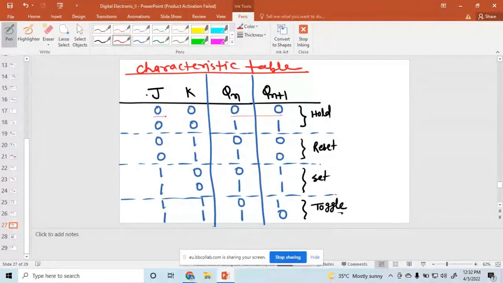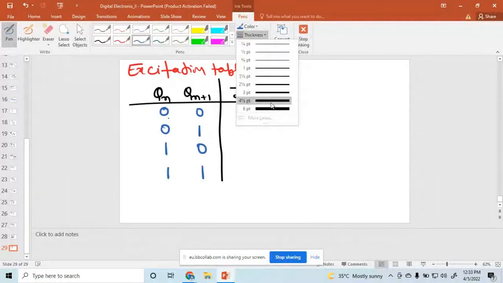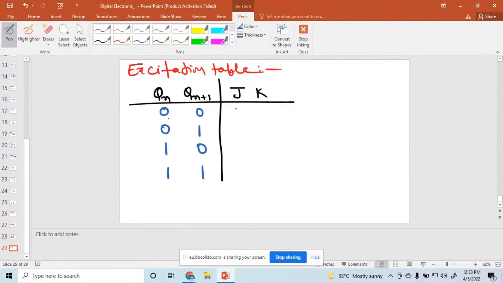One JK value is 0 0, and another one, where Qn is 0 and Qn plus 1 is 0, is J and K equal to 0 1. So you can say J is 0 but K is 0 and 1. That means don't care. That's why I'm writing it here. When Qn is 0 0, J is 0, but K is don't care.